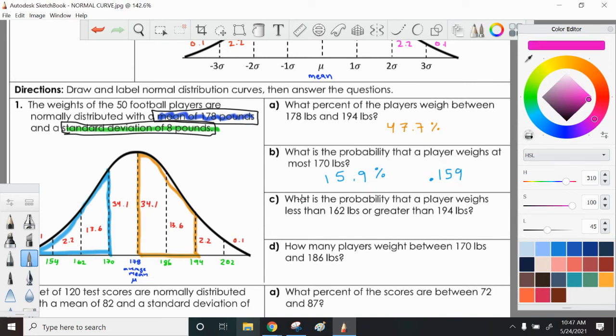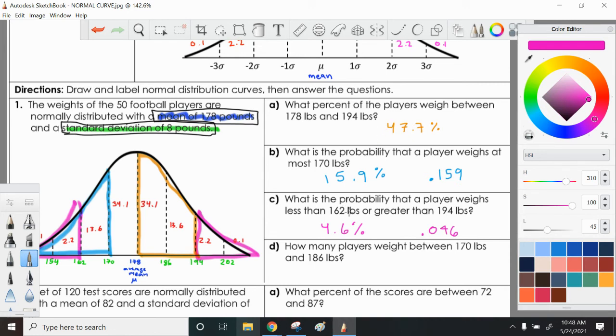Let's do a little purple question here. What is the probability that a player weighs less than 162 or greater than 194? Okay, so that means we're going to need less than 162. So we're going to need this portion, and we're also going to need greater than 194. This portion here, we just got to add them up. So it's going to be 2.2 and 0.1, 2.2 and 0.1. That's going to be 4.6%. But if you want to be picky and you want to say probability, the probability here would be 0.046. So a little tricky. Of course, you guys know when you have the percentages and it's only a single digit, you need that 0 there. You guys have done this a lot.